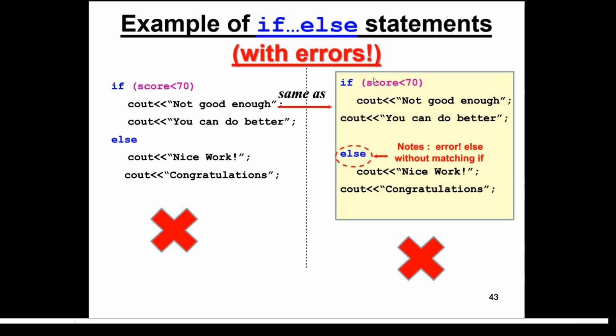So what the compiler will see is that you have an if statement, and then you have just a normal cout, and then the compiler would see an else with no if. An else statement should have a matching if. If there's no if for that else, then it would be an error in the program. So here, that's what the compiler would see: else without a matching if.